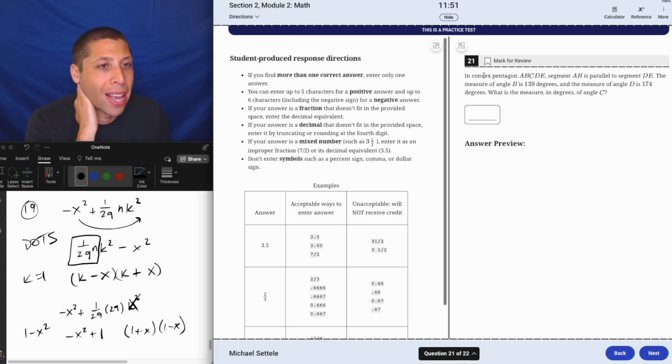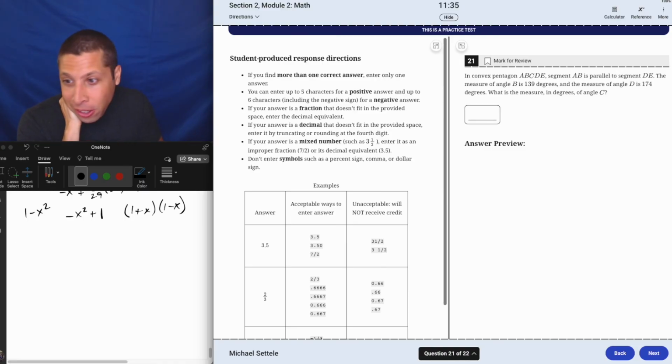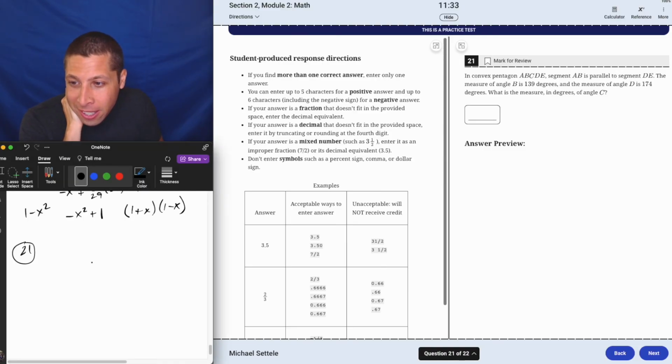In convex pentagon ABCDE, segment AB is parallel to segment DE. The measure of angle B is 139 degrees, and the measure of angle D is 174 degrees. What is the measure in degrees of angle C? I've never heard in my life of a convex pentagon. So this seems fun. So AB is parallel to DE.